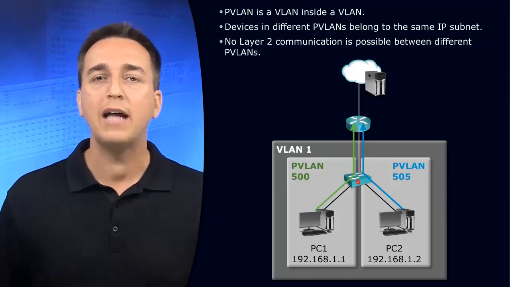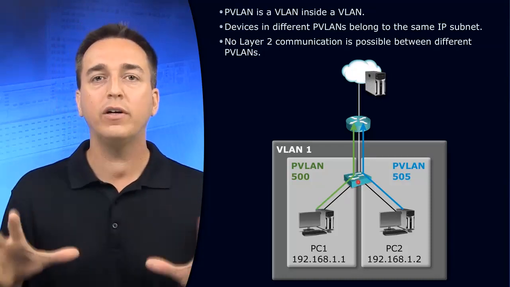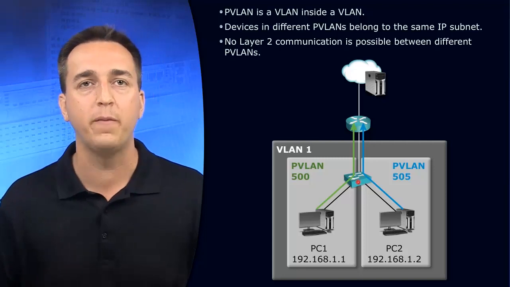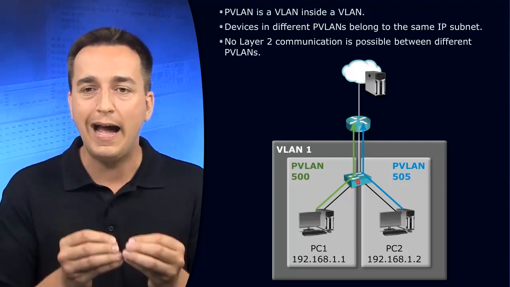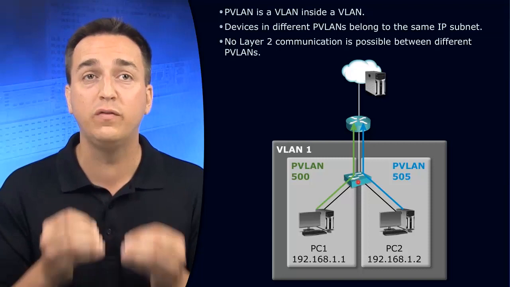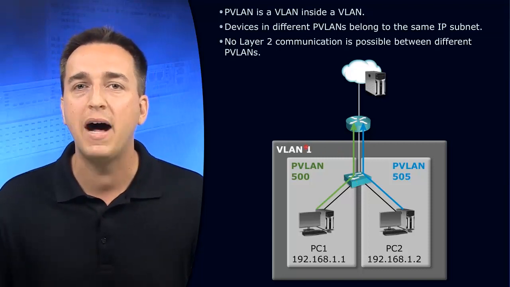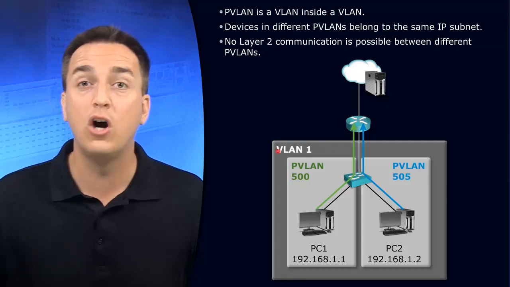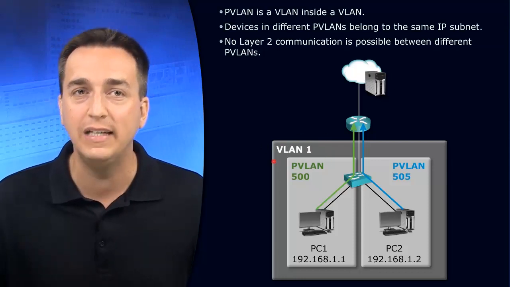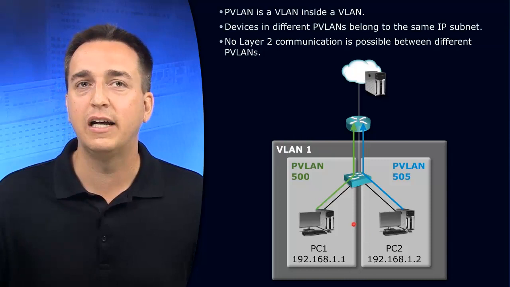Instead of having to readdress the network to segregate those devices from each other, you can simply add these private VLANs, so VLANs within a VLAN, to accomplish the same goal without having to modify the overall primary VLAN and the IP addressing that goes along with it.